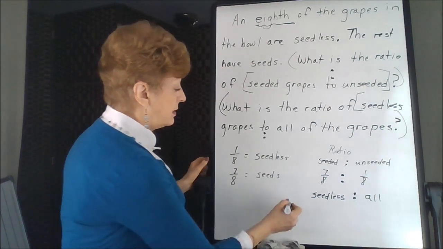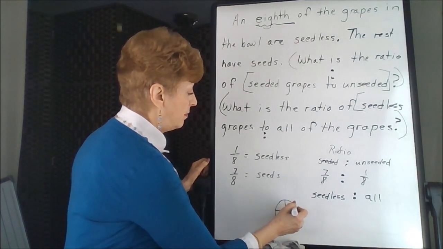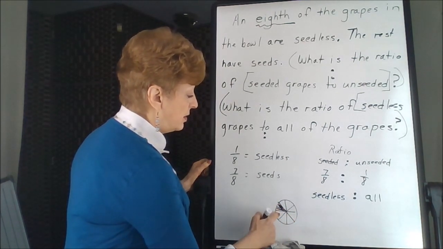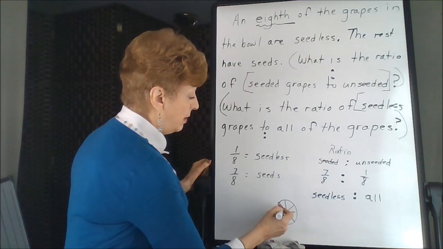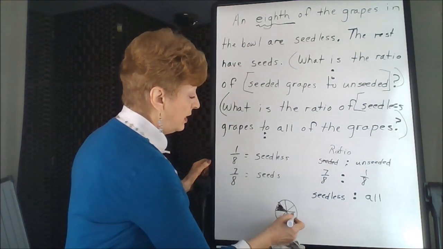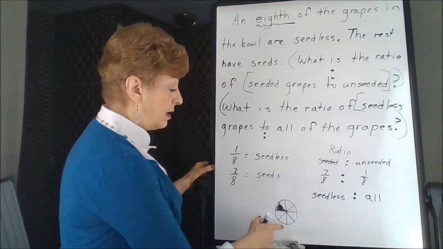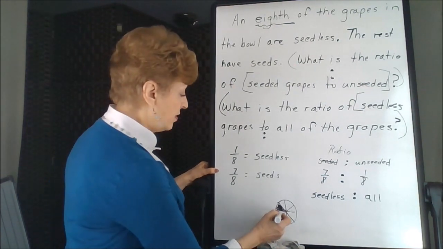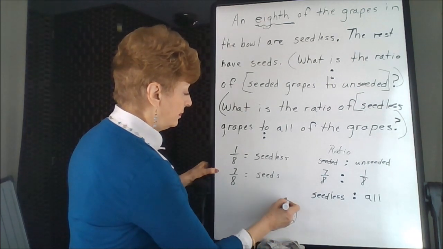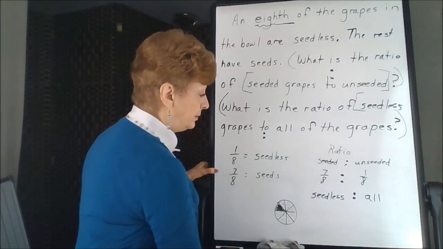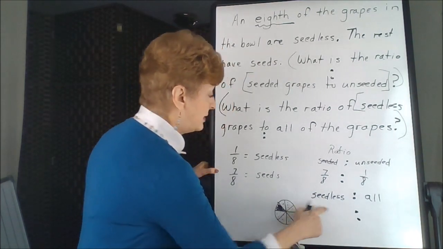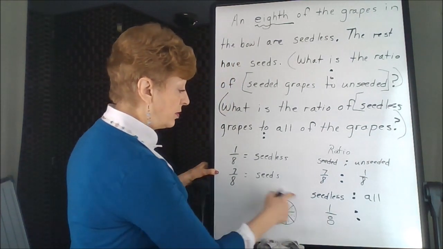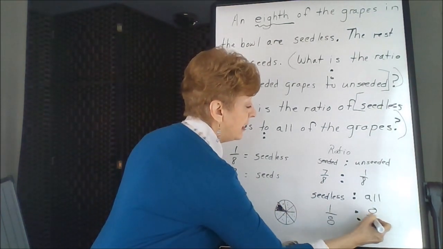If you've got the entire circle, remember I did that before, here's our seeded grapes, and this is the seedless grape, because 1/8 of them, and all of these were the ones that had the seeds in them. Kind of looks like they have seeds in them because I've used dots. So what would all be? Well, we know the seedless is 1/8 of it. And all of it, the whole entire thing, would be 8/8.